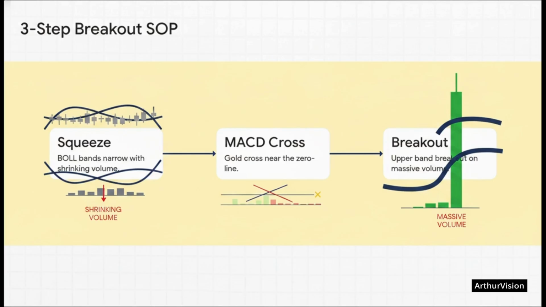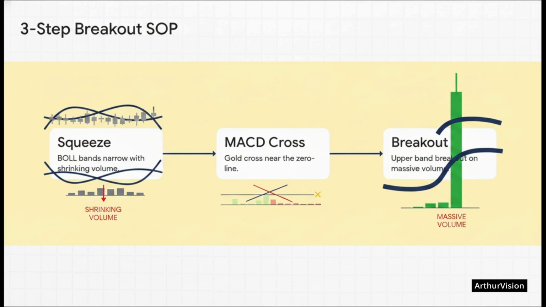Second, we look down at the MACD for momentum accumulation. The MACD lines need to be hovering right near the zero line. The absolute golden signal here is a crossover just slightly above or exactly at that zero line, with the green histogram shrinking and red just starting to subtly appear.